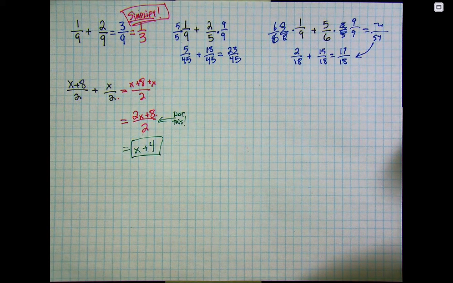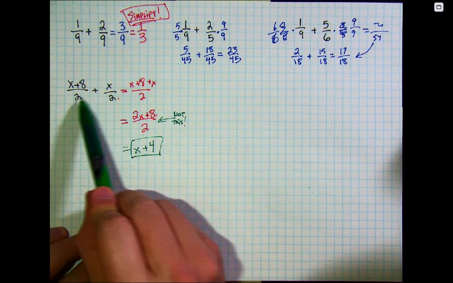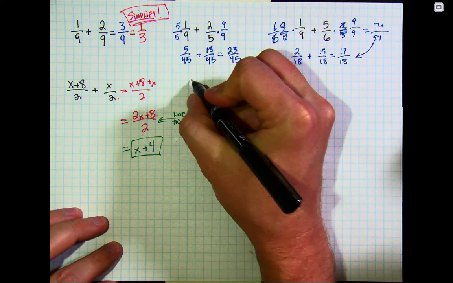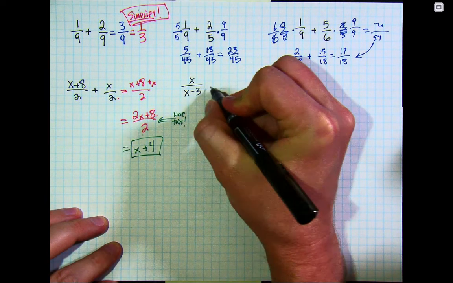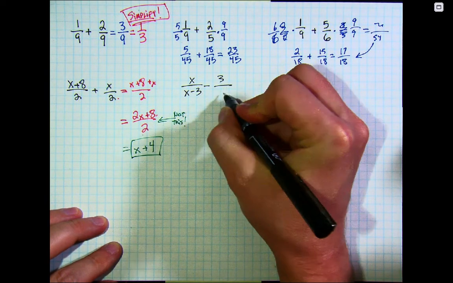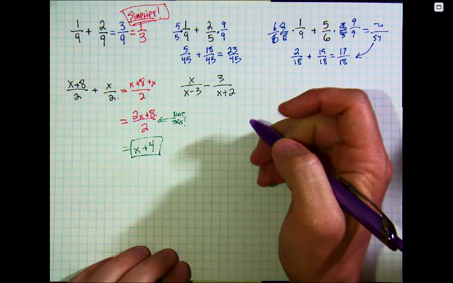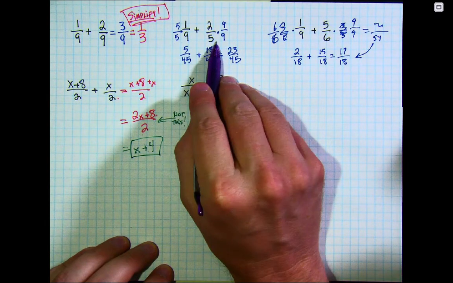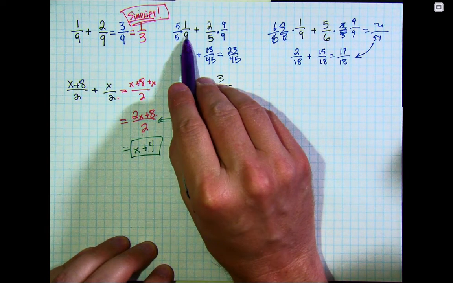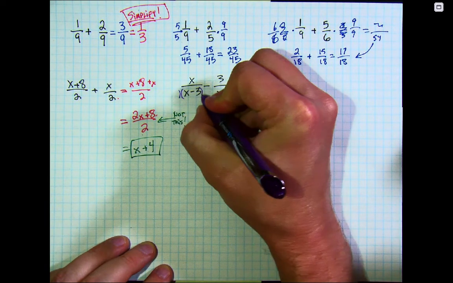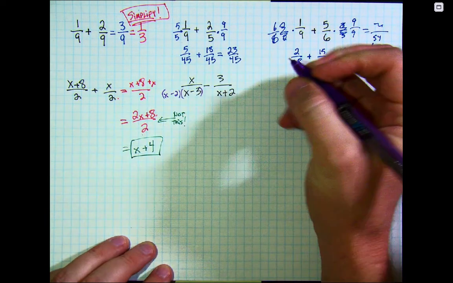Okay, now let's try one that doesn't have a common denominator. Let's step it up and try to do this: x over x minus 3 minus 3 over x plus 2. All right, so I think all I can do in this scenario is the same thing that I did here. I multiplied the 9 by the 5 and the 5 by the 9. I'm going to multiply the x minus 3 by x minus 2. No, x plus 2, sorry.